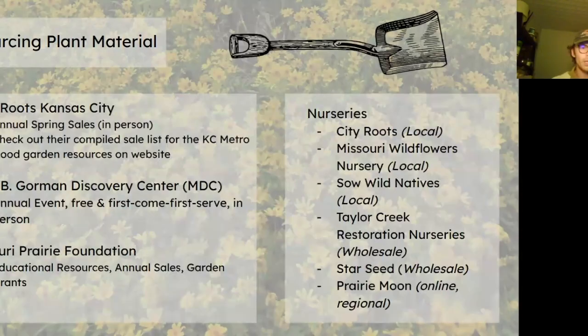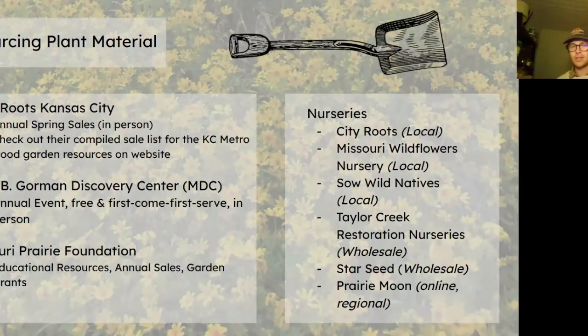Now, this is an info dump for the place that I live. If you don't live where I live, that's fine. Try to find analogous institutions and organizations and businesses like this. But the folks on the left are great for hooking people up with resources. Deep Roots Kansas City is a wonderful nonprofit organization within Kansas City. They have annual spring sales. They actually can provide plants to you, but they also have compiled a sales list for the KC Metro every spring. They also have really, really good gardening websites, resources on their website, and they have webinars out the wazoo. I was in one about native plant gardening.